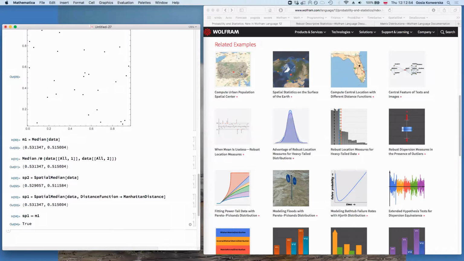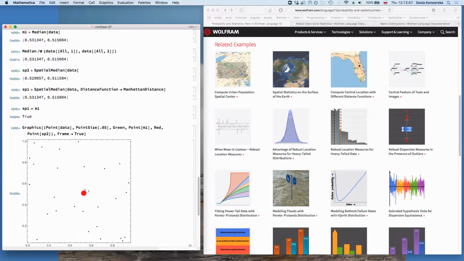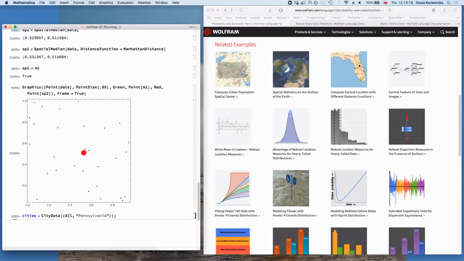And now, where are they located? So there is a little green point behind the red point. So there is a slight difference in the location. The spatial median operates on Cartesian coordinates, but also operates on geopositions. And let's consider all the cities in the state of Pennsylvania. This might take a little bit, but hopefully not too much. Pennsylvania is not a desert, so it has a fair amount of cities. Okay.